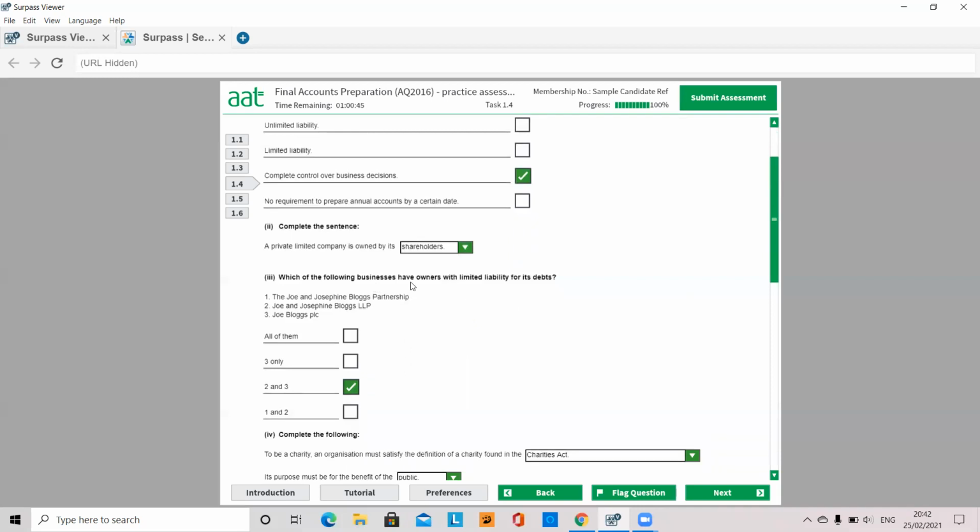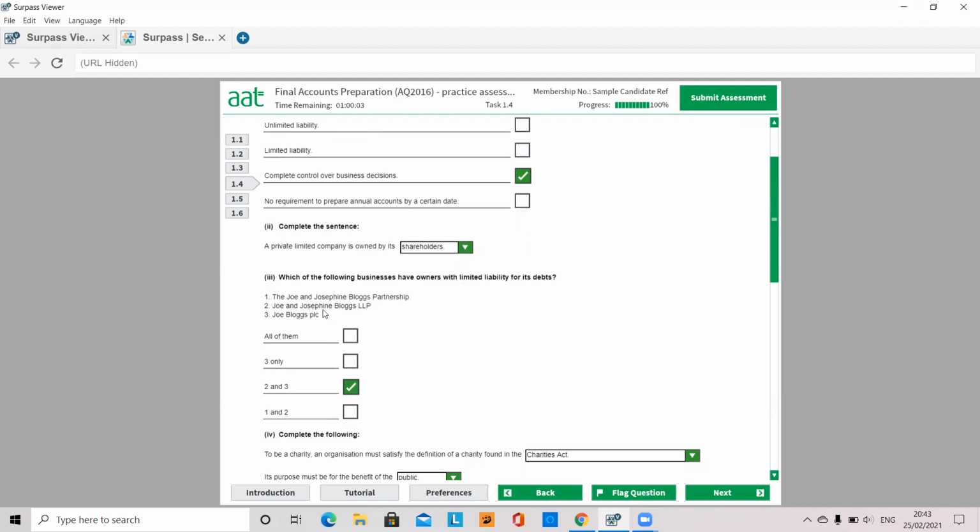Next one says, which of the following businesses have owners with limited liability for its debt? So we've already said that a sole trader has unlimited liability, but a limited company, such as a PLC, a public limited company, has limited liability for its debts. Which of the following businesses have owners with limited liability? Limited liability means you haven't got liability for the debt. It's what we call a separate entity. So the business is separate from the owners. So therefore, Joe Bloggs PLC has limited liability.